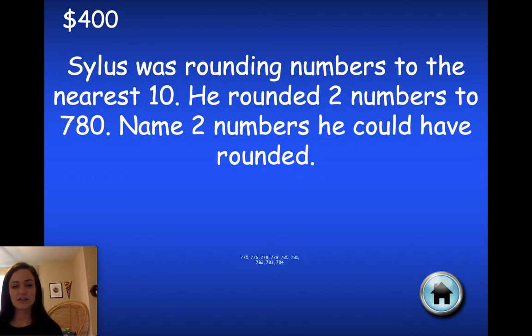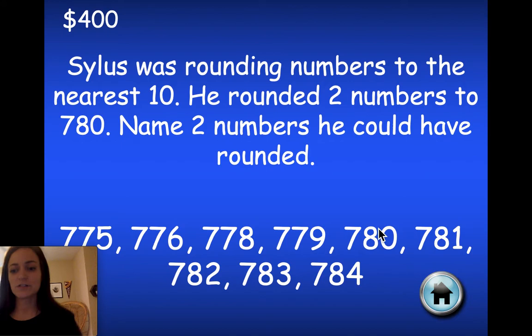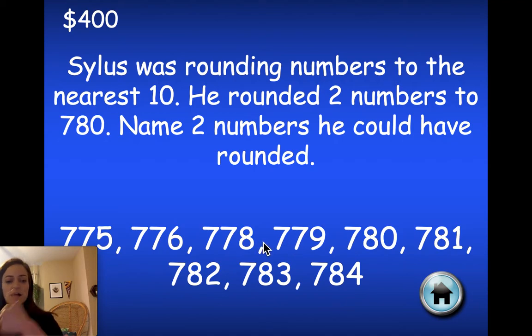All right, so let's look at what our answers are. These are all the different numbers you could have written down that would round to 780. 775, 776, 778, 779, 780 would round to 780 technically, right? 781 would round down to 780, 782, 783, and 784. So all of these numbers here would have rounded up to 780, and all of these ones would have rounded down to 780, but they all rounded to 780. So if you have any one of these 2 numbers, you get $400.